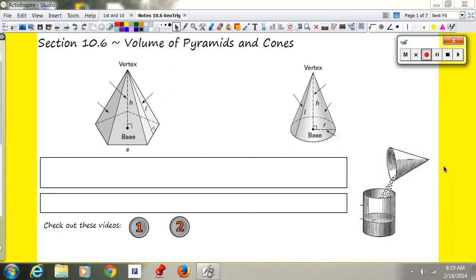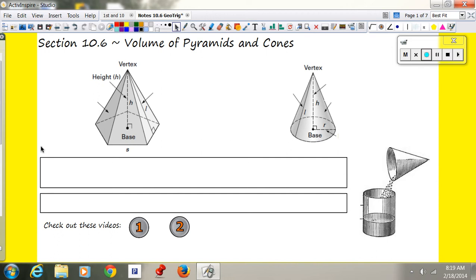So let's label a few of our pictures here. This is our pyramid, and we've got a height. Now, if you notice, the height is a dotted line that you would not be able to see, that would be inside the pyramid from the top of the pyramid straight down to the bottom. The height, the H height, is always at a 90-degree angle. You can see right here, 90 degrees.